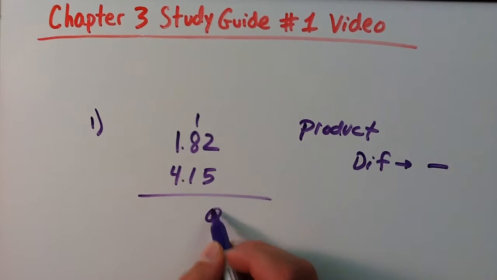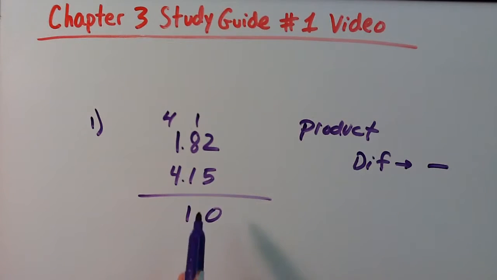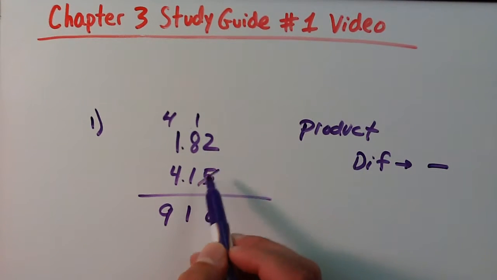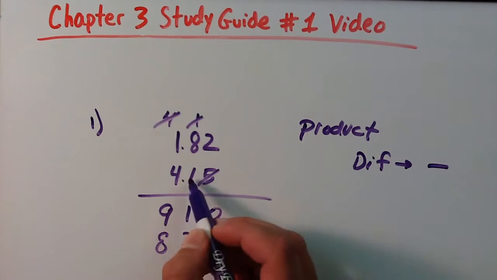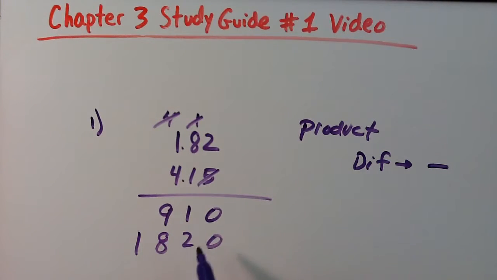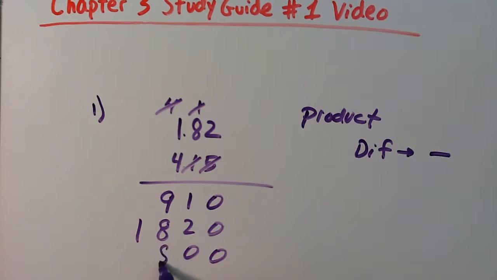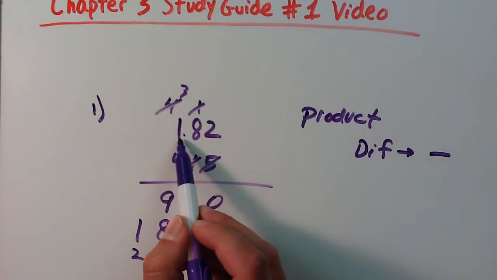5 times 2 is 10. 5 times 8 is 40, plus 1 is 41. 5 times 1 is 5, plus 4 is 9. Okay, so I've used that, I've used that, I've used that. Add placeholder 0. Continue multiplying. 1 times 2 is 2, 1 times 8 is 8, 1 times 1 is 1. Okay, so I've used that 1. Add 2 placeholder zeros. 4 times 2 is 8, 4 times 8 is 32, 4 times 1 is 4, plus 3 is 7.